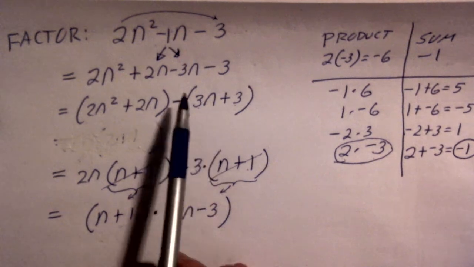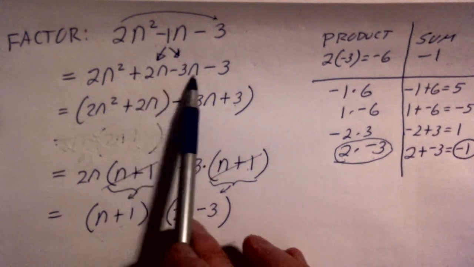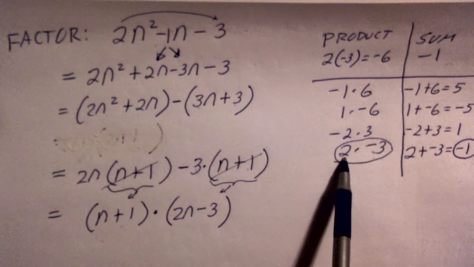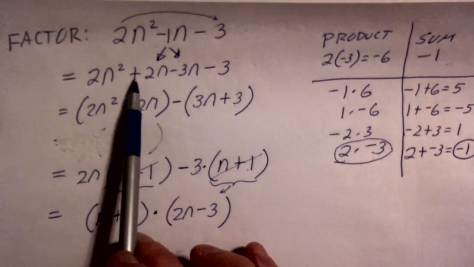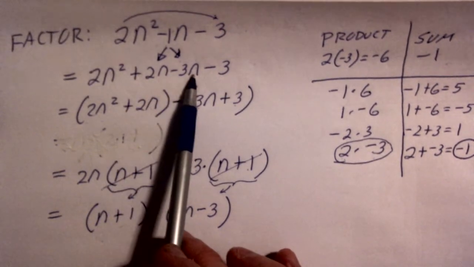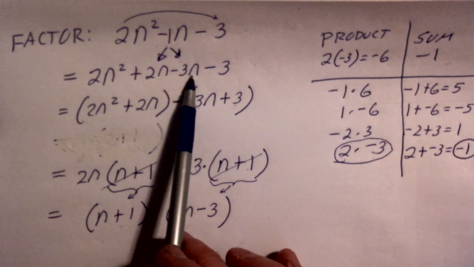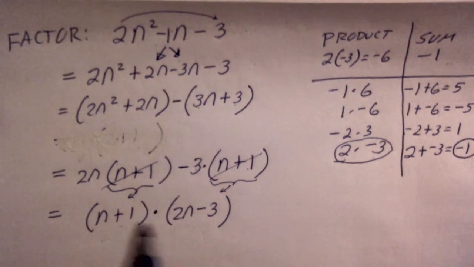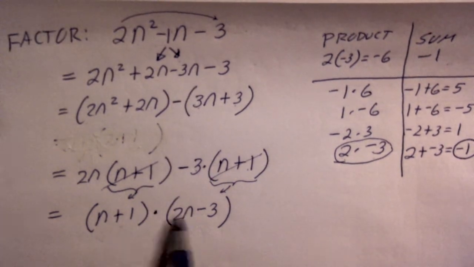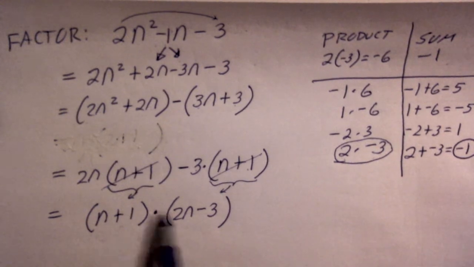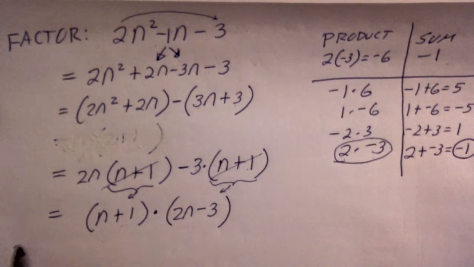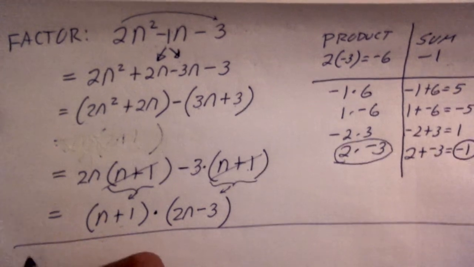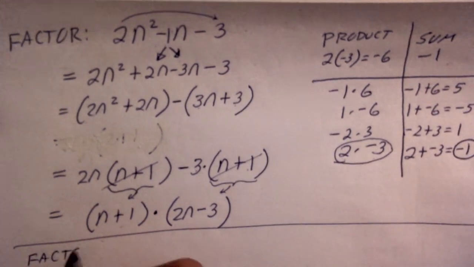One more note here. It doesn't matter what order you list these factors here. We decided upon 2 and negative 3. I could have just as well had minus 3n plus 2n here. You would get the same factorization as what we got down here. It's just that these factors would be switched around. You'd have 2n minus 3 times n plus 1. Okay. Let's try another one here.